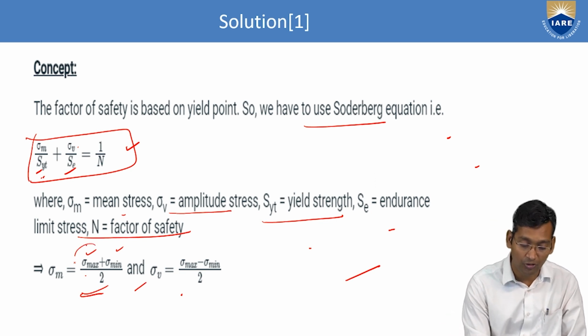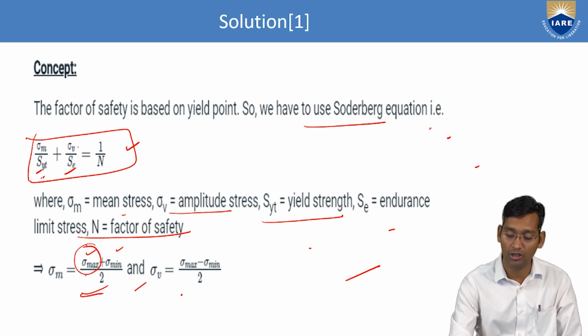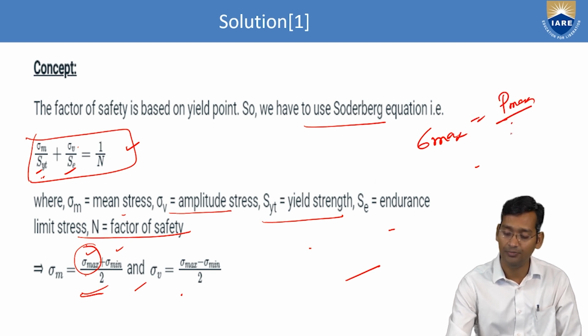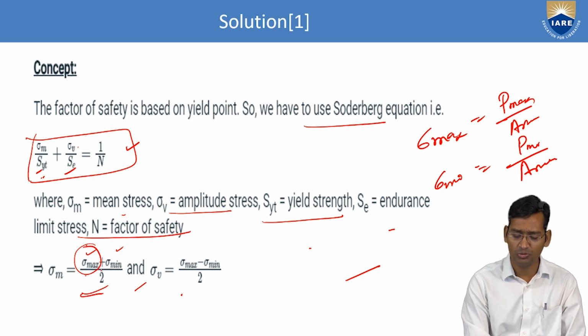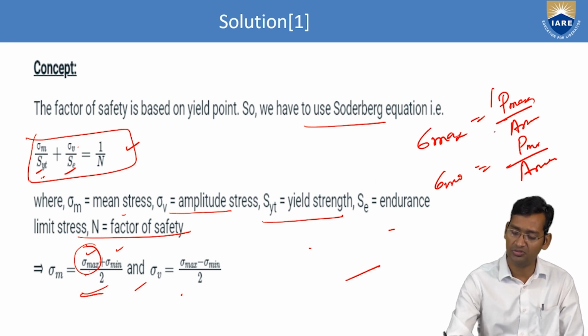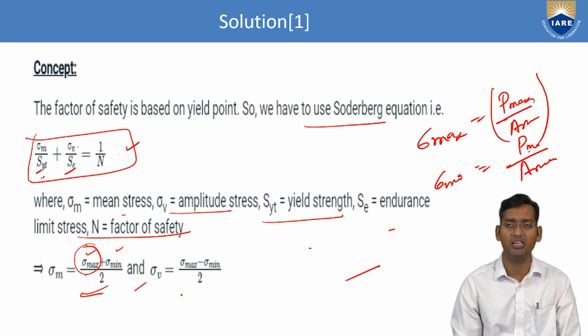Now what we have to find is sigma max. Sigma max is P max by area. Sigma mean is P mean by area. Just put that here. After finding, also separately find P max by area and P mean by area.